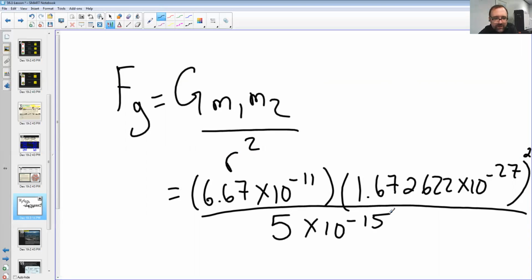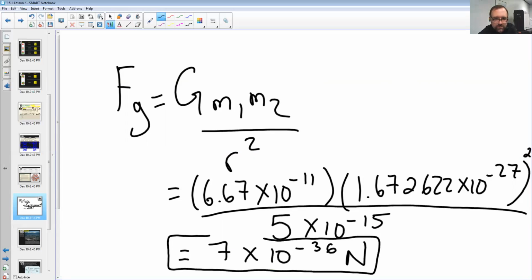Once you type that in your calculator, you're going to get how many significant digits? Only 1 because of 5 fm. 7 times 10 to the negative 36 newtons. So that's how you would actually tackle a question like this. We've learned Fg back in Physics 20, but keep in mind, everything you've learned in the past will be used in this course, as I said from day one.